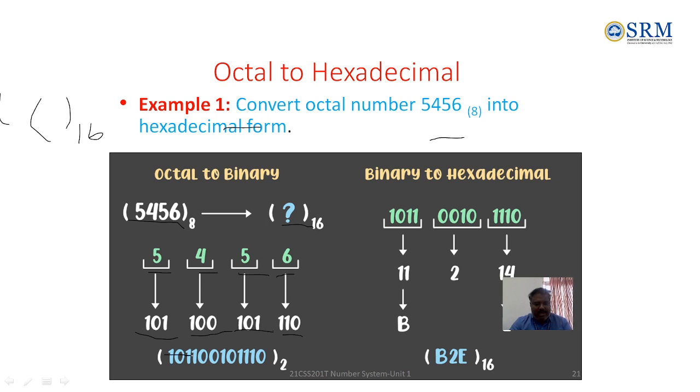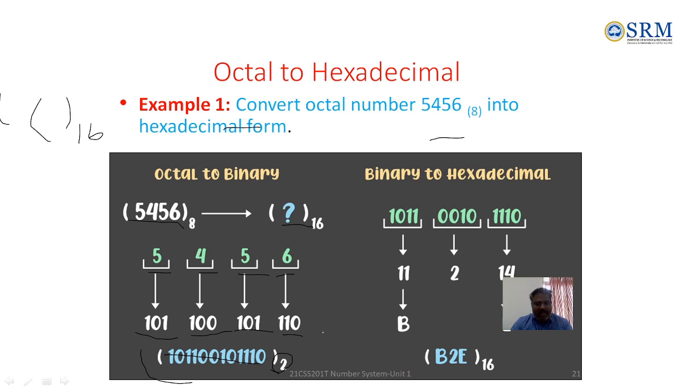Now we combine all the values into a bracket and put it in base 2. The first thing is that octal to hexadecimal is not possible to convert directly. First we convert it to binary format, and then we convert it into hexadecimal format. So octal to hexadecimal has two steps: first octal to binary, and second binary to hexadecimal. Now we have the binary value.